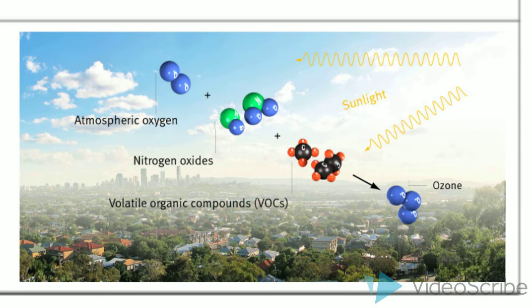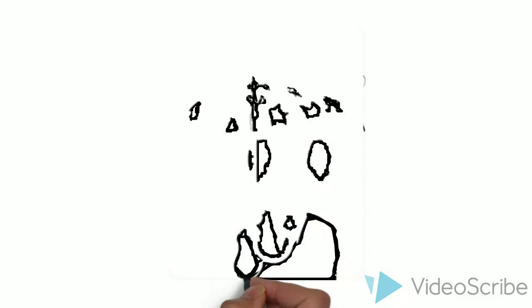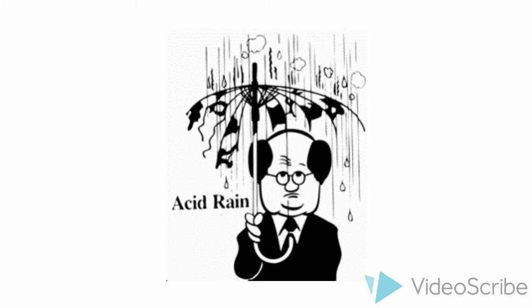So as you can see, these are the 6 key air pollutants, and their causes can be classified as either man-made or natural. Among these air pollutants, sulfur dioxide and nitrogen dioxide are the main ones that can result in acid rain. So what exactly is acid rain? Acid rain refers to any rainfall that has a pH of less than 5.